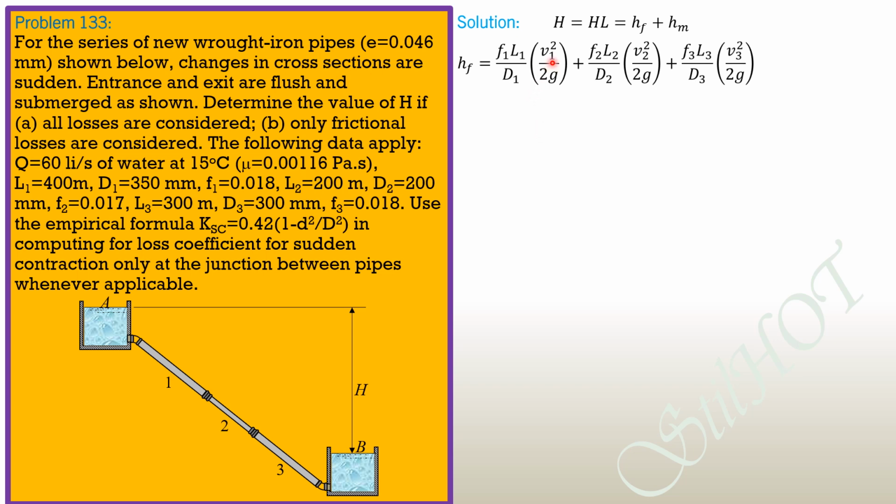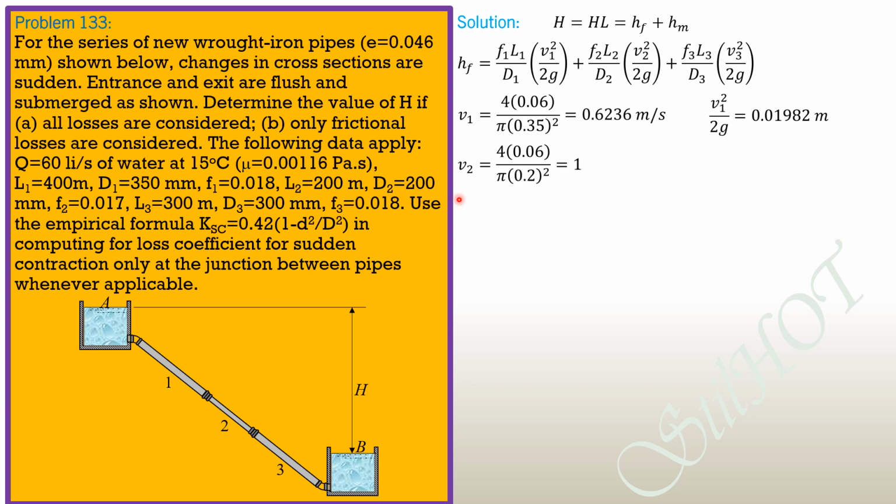So we can compute the mean velocity of flow in each pipe, because the discharge is given. V1 is 4 times 0.06 divided by pi times diameter of pipe 1 squared. So pi times 0.35 squared, so 0.6236 meters per second. We then compute right away the velocity head of pipe 1, which is 0.6236 squared divided by 19.62, and that is equal to 0.01982 meter. V2 is 4 times 0.06 divided by pi times 0.2 squared, and that is equal to 1.910 meters per second. So the velocity head, 1.91 squared over 19.62, is equal to 0.1859 meter.